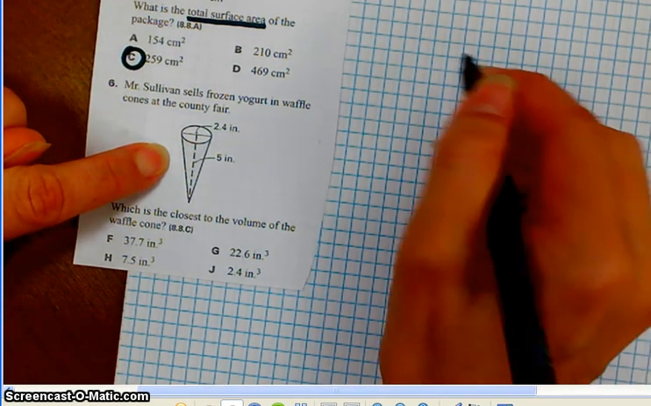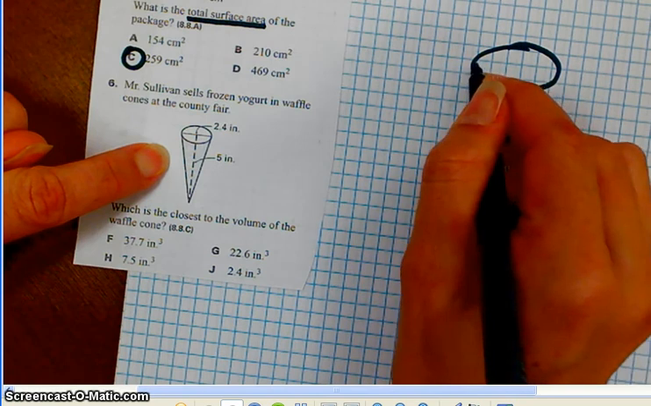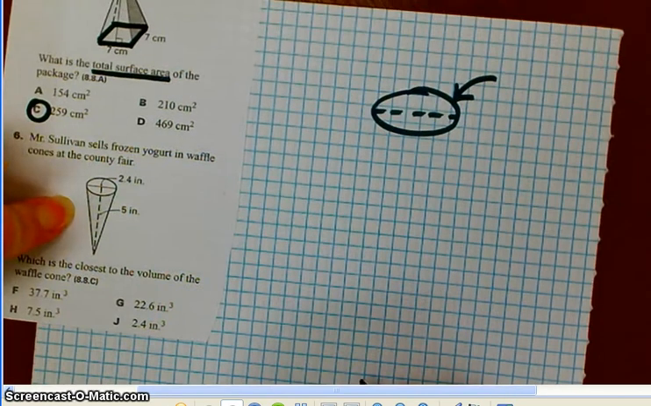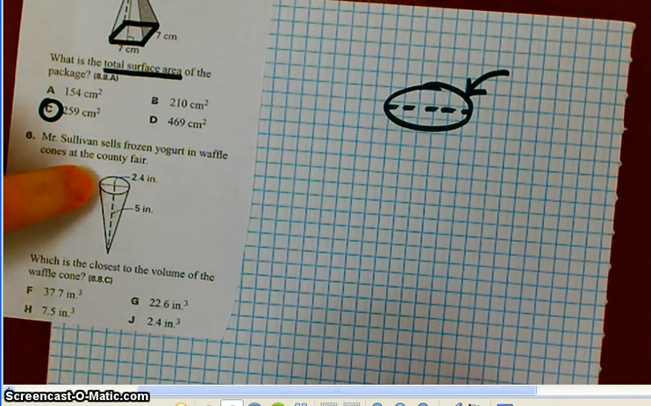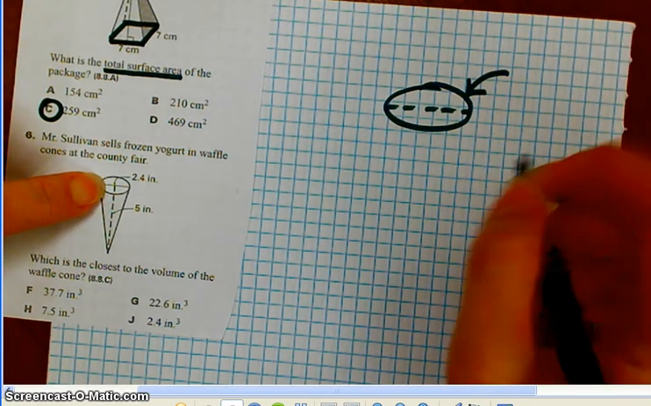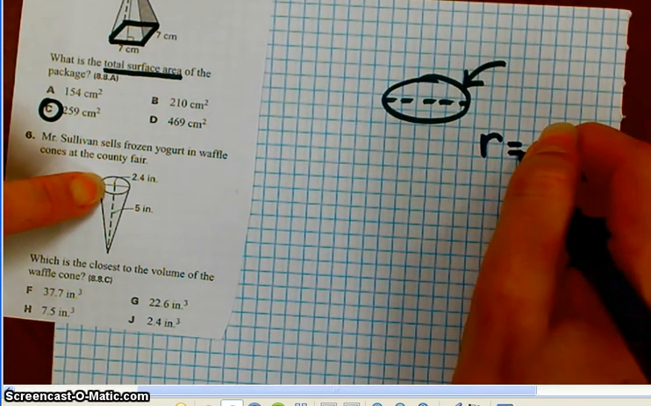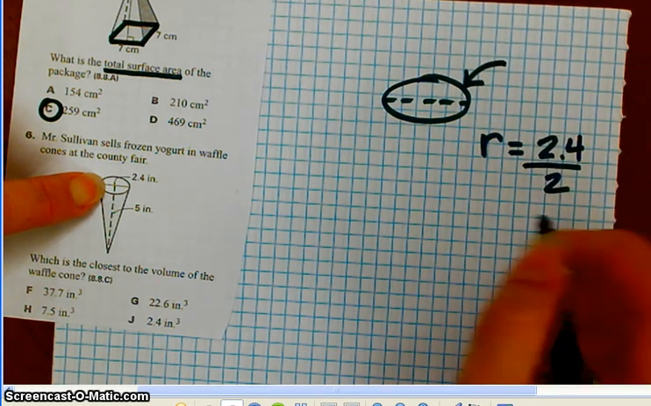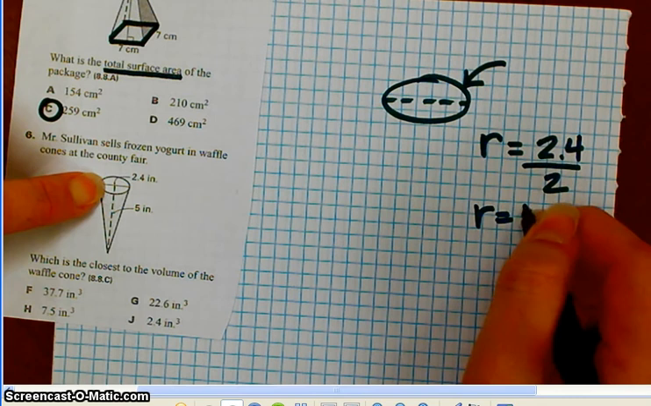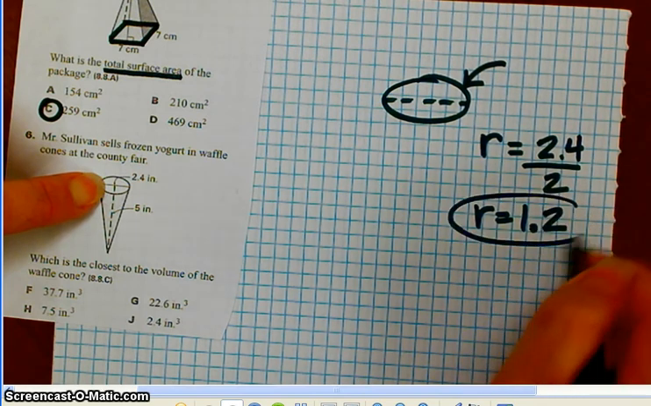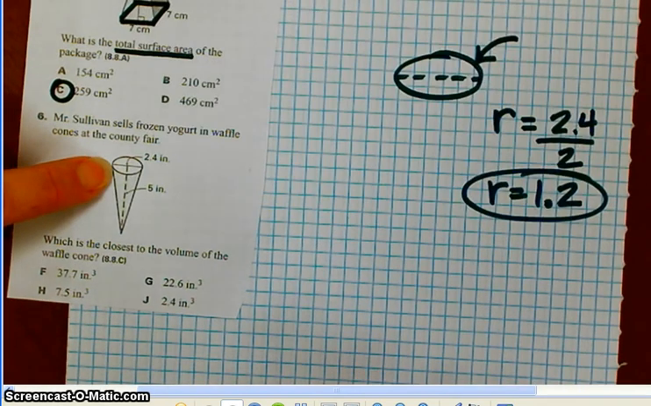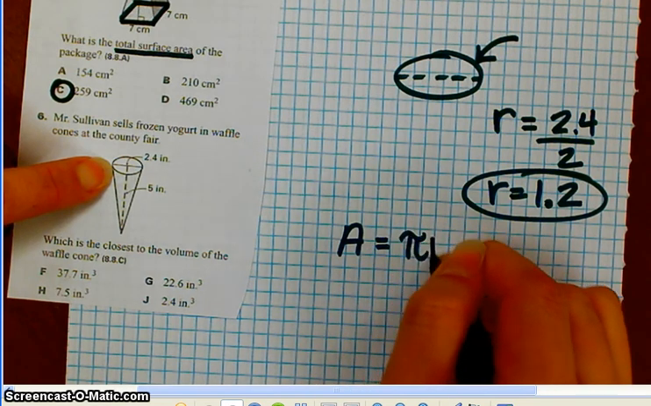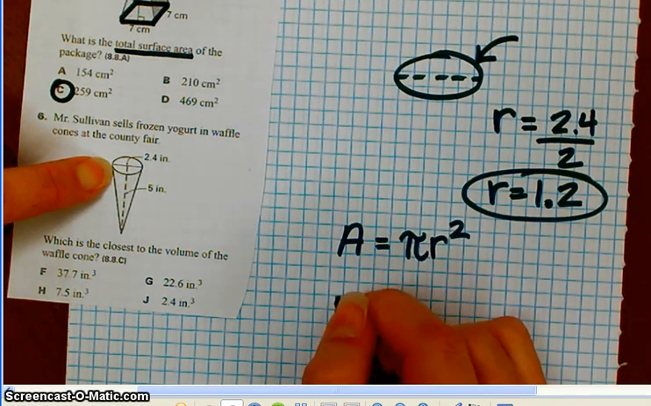Well, first of all, we've got to figure out what is the area of our circle. We're given a diameter of 2.4, so radius is half of that. 2.4 divided by 2, so our radius is actually going to be 1.2. Okay, why do I need that? Because I need to know the area of that circle. Area is pi r squared.